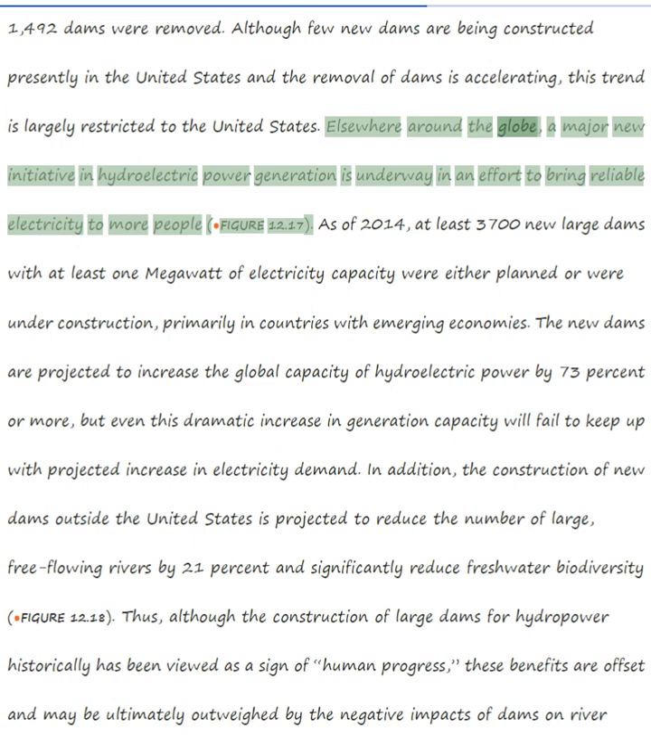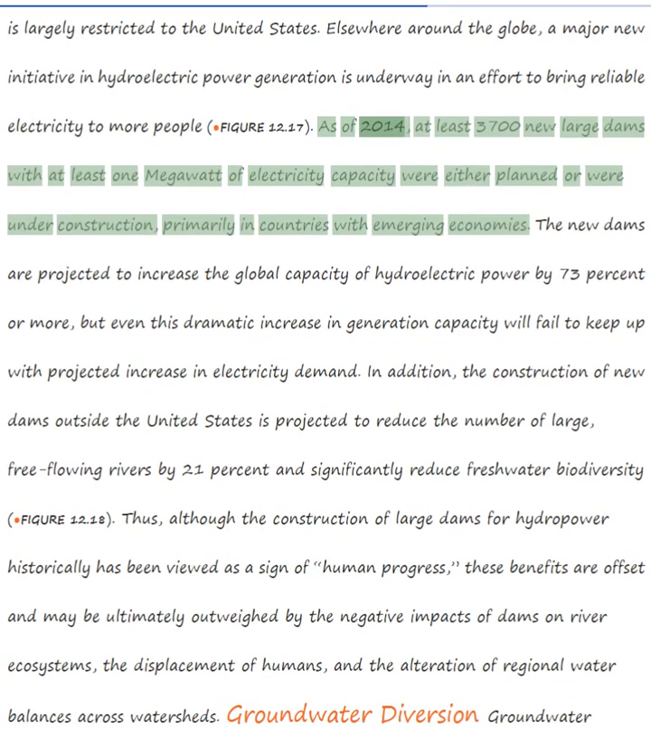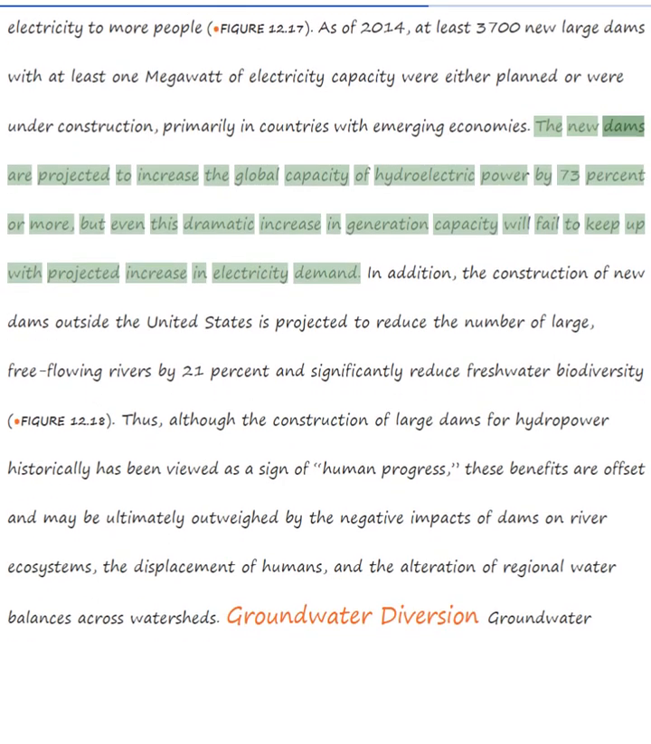Elsewhere around the globe, a major new initiative in hydroelectric power generation is underway in an effort to bring reliable electricity to more people. As of 2014, at least 3,700 new large dams with at least 1 megawatt of electricity capacity were either planned or under construction, primarily in countries with emerging economies. The new dams are projected to increase the global capacity of hydroelectric power by 73% or more, but even this dramatic increase in generation capacity will fail to keep up with projected increase in electricity demand.